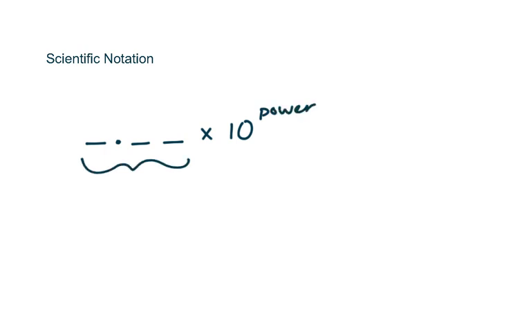So this number is greater than 0 and less than 10. Notice it doesn't say they're equal to. And we multiply by 10 to a power because when we multiply by 10, the decimal point will move one place. And the power tells us which direction and how far.